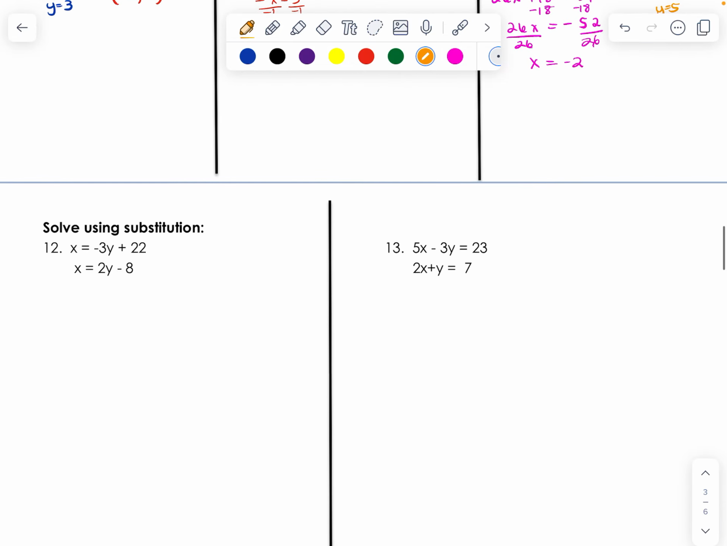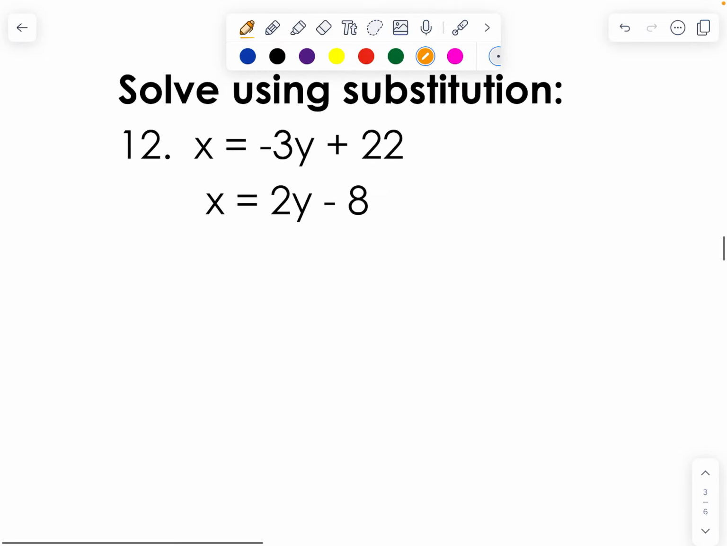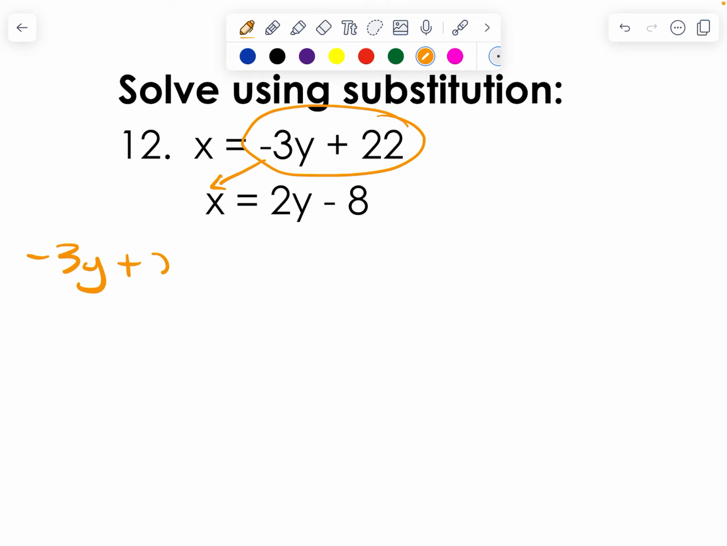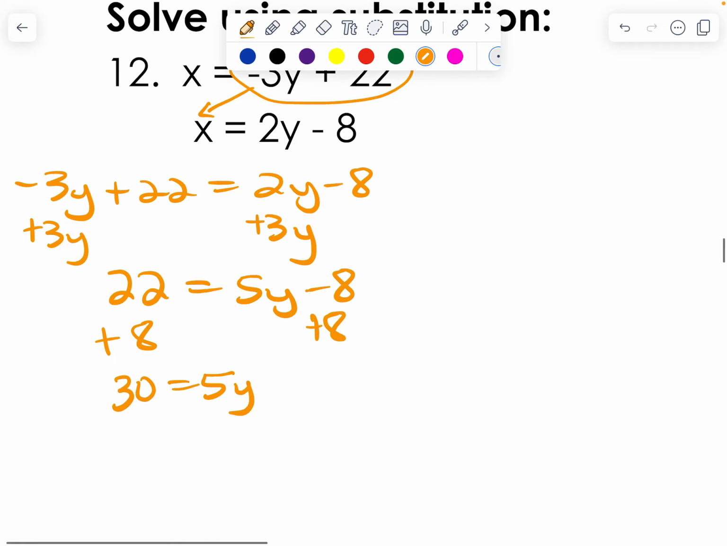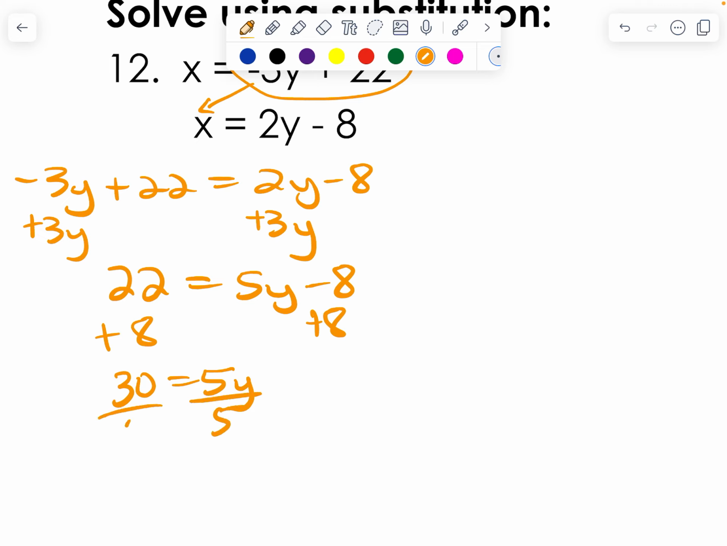Okay, down here, substitution again. They both equal x, so I'm going to take this and plug it in right there. So negative 3y plus 22 equals 2y minus 8. I'm going to add 3y to both sides, so I have a positive coefficient. 22 equals 5y minus 8. Add 8 to both sides and get 30 equals 5y. Divide by 5 and get 6 is equal to y.